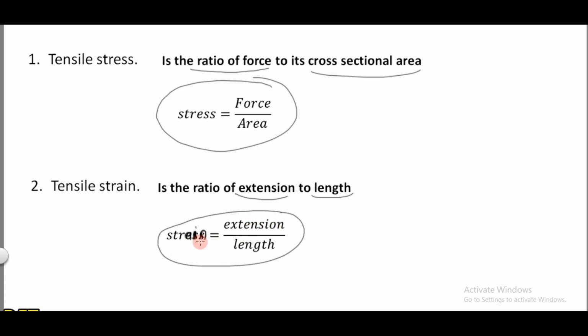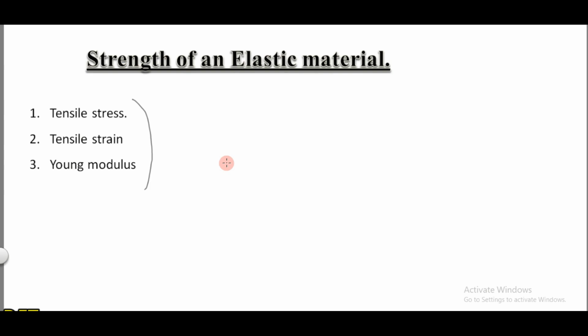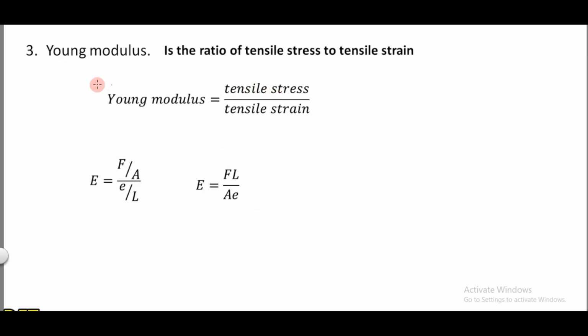Tensile strain is the ratio of extension to the length of an elastic material, or tensile strain is extension over length of an elastic material. So these two physical quantities you must know, tensile strain and tensile stress, and they help to determine the strength of an elastic material. They help to tell you how strong an elastic material is. Next we are going to look at Young modulus, and we'll continue with this in the next video.